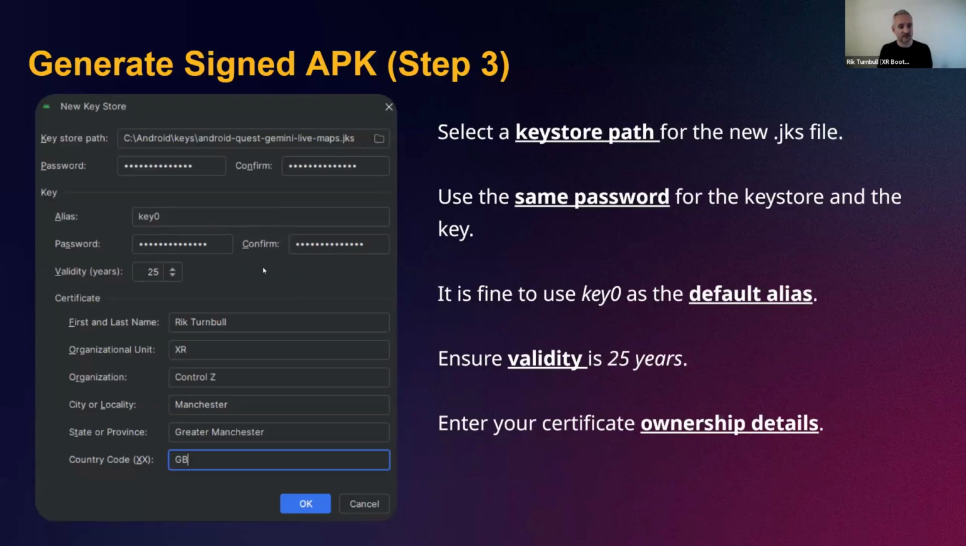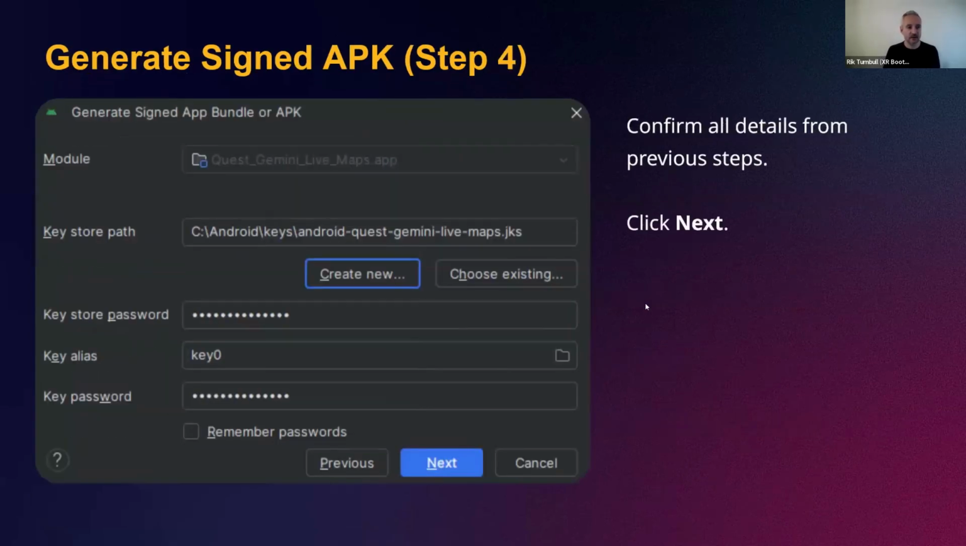And then add the certificate details in here, relating to your organization or individual. Once you've done that, you'll be back into signing the bundle and generating it.